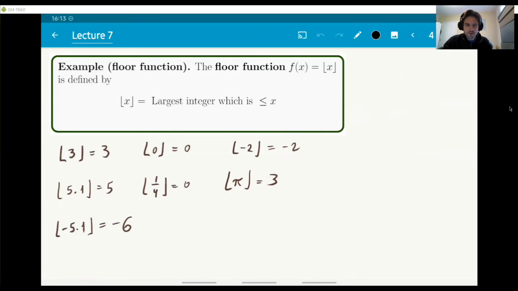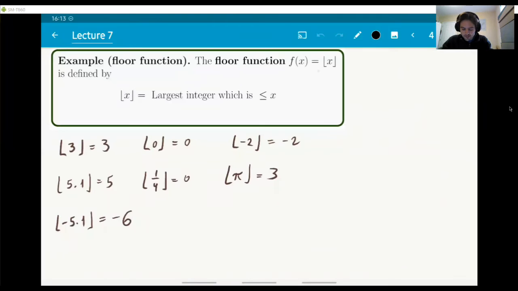The floor function, also called the largest integer or integer part function. You have this symbol for it. The definition of the floor function is the floor of x is the largest integer that's less than or equal to x. Imagine the real line, x is somewhere in there. You're going to be looking at the largest integer that you can find to the left of x. I have just a few examples here.